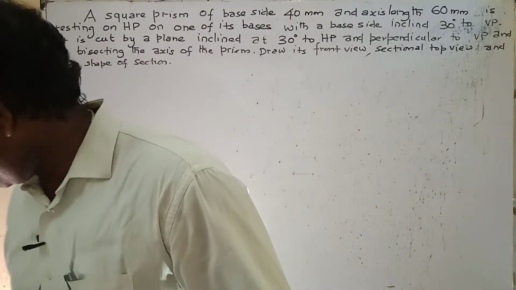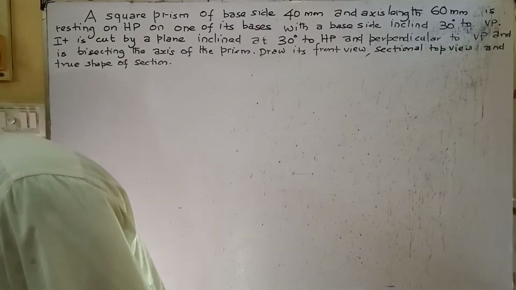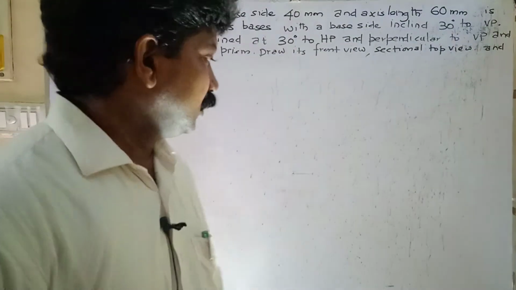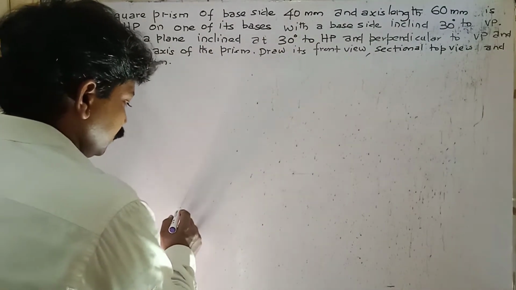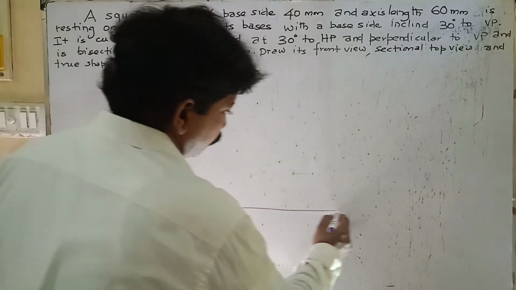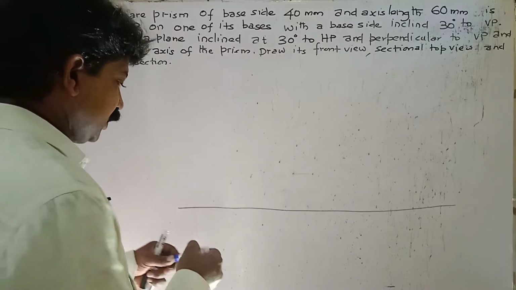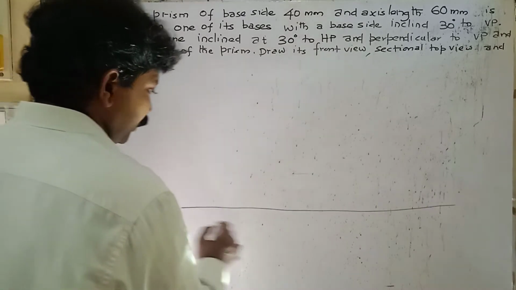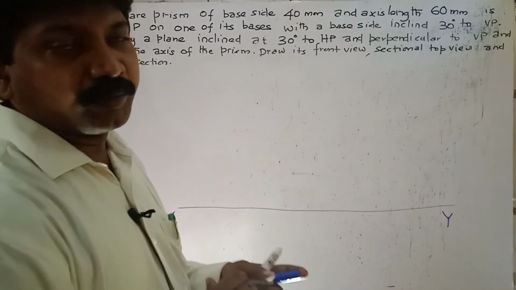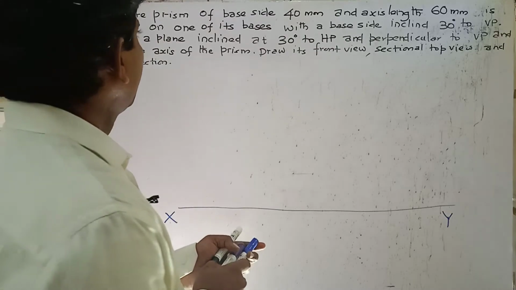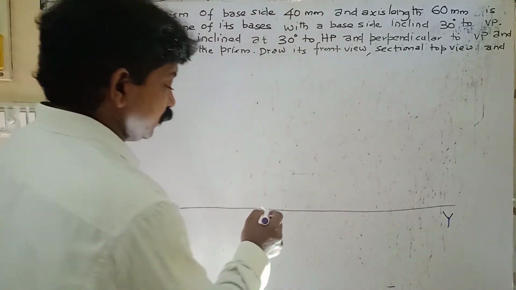So initially, draw the top view first. First draw the x-axis line using a 2H pencil. Then draw the top view of our square prism, base resting on HP and one of the base sides inclined 30 degrees to VP.